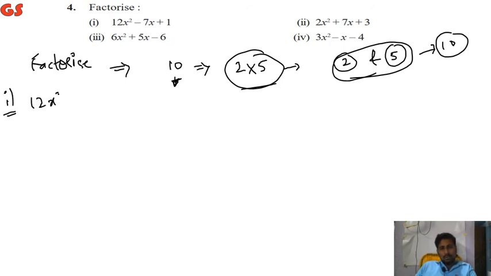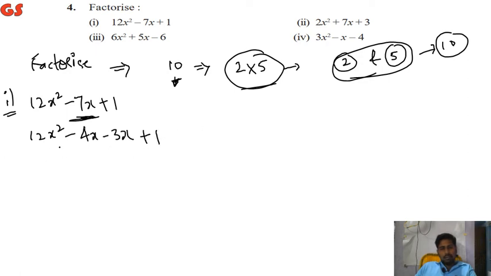Like the same we have to do in question number 1. What is given? 12x square minus 7x plus 1. First take the LCM of these terms so that we can equally separate the value. So 12x square minus 7x, you can write it as minus 4x minus 3x. When you add minus 4x minus 3x, it becomes minus 7x only. Then plus 1 you write as it is.